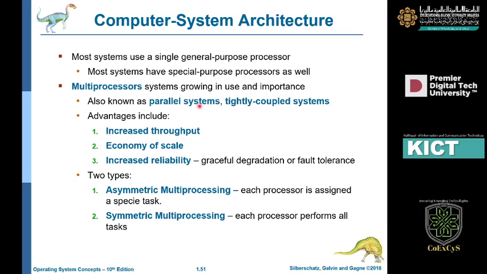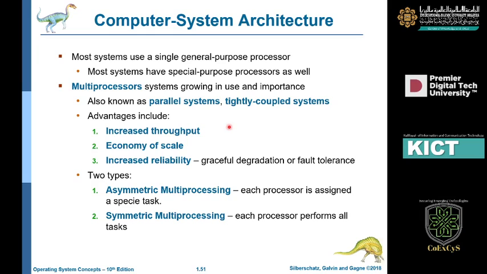But there are computers today with multiple processors, and they are growing. A lot of systems are currently using this kind of thing. They are also known as parallel systems, tightly coupled systems. And there are a lot of advantages to this. It increases throughput, it provides economies of scale, and some increased reliability. So in that sense, you have more processors. Technically, you can do more things, provided the system is purely parallel.